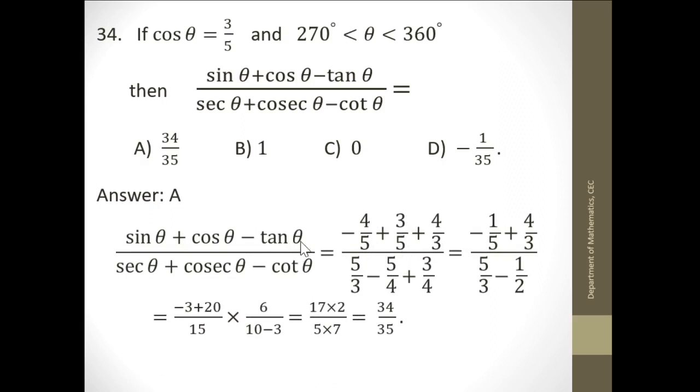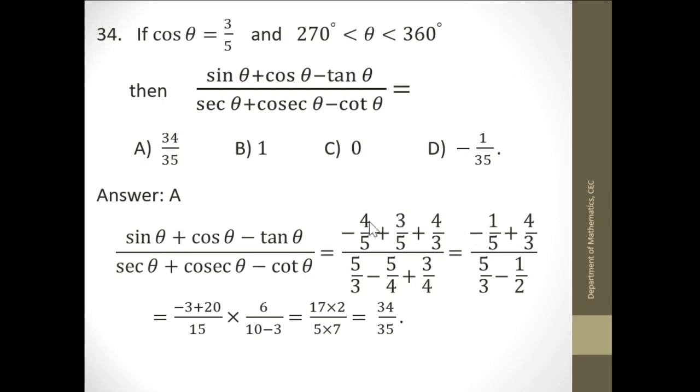See the logic here, sin theta is minus 4 by 5, cos theta given 3 by 5, tan is negative 4 by 3, minus of minus plus 4 by 3. Secant is positive, reciprocal of cos theta, 5 by 3. Cosecant theta negative, reciprocal of sin theta, so minus 5 by 4. Cot is negative, reciprocal of tan, 3 by 4, minus of minus plus 3 by 4.